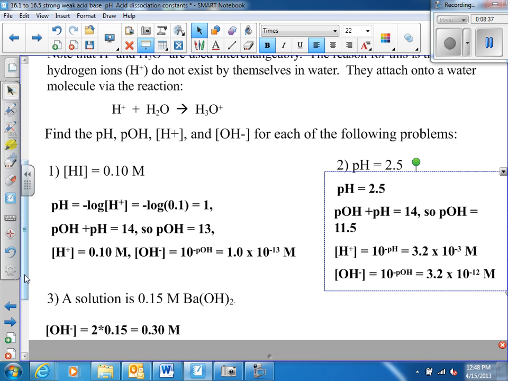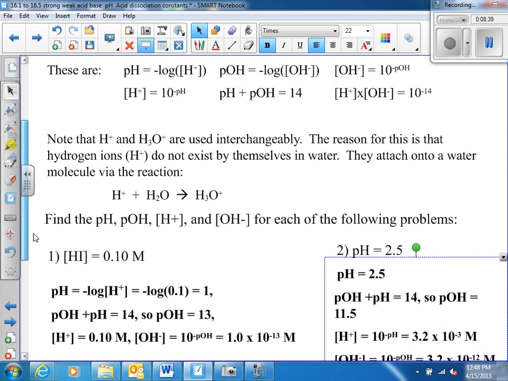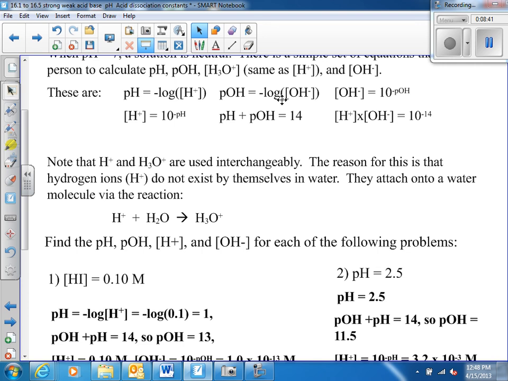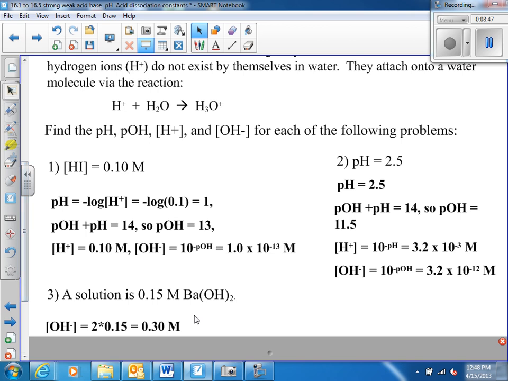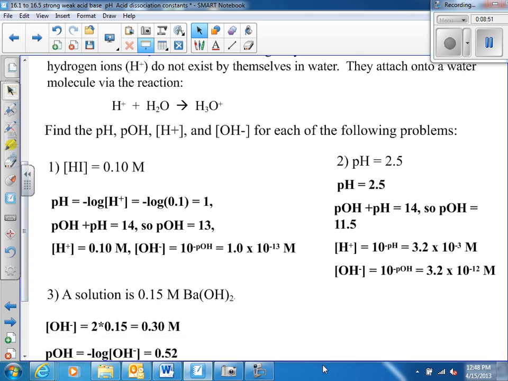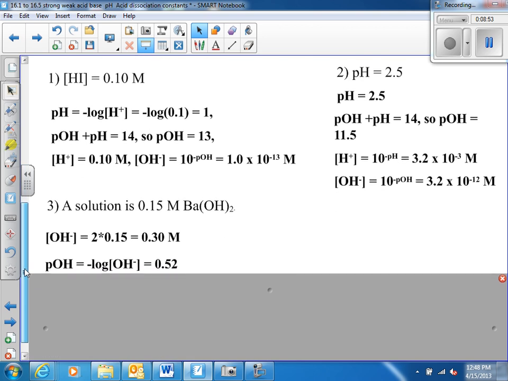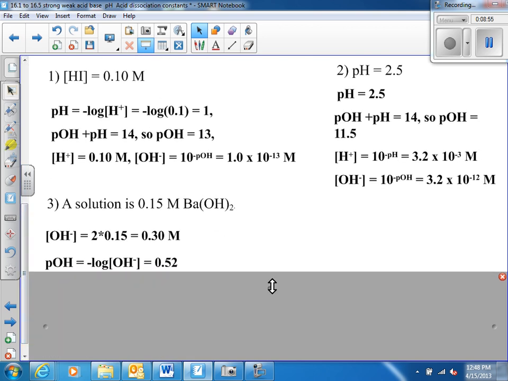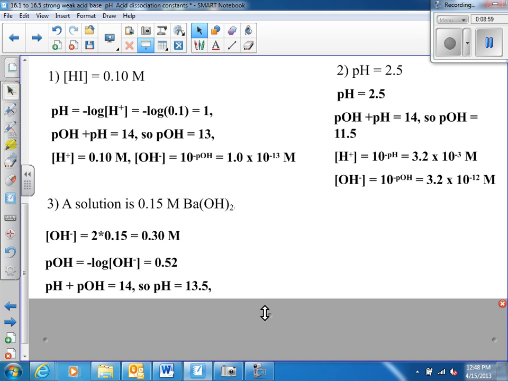The rest is easy. How do you get pOH? That's right. And you can pause again if you want to do this on your own. pOH is negative log of OH minus. You put this in your calculator, take the log, change the sign, and you get pOH is 0.52. Now pH and pOH has to equal 14, so it's easy. You get the pH from this equation right here.